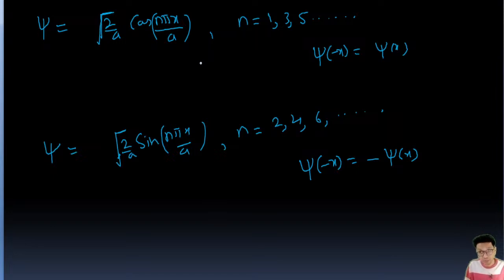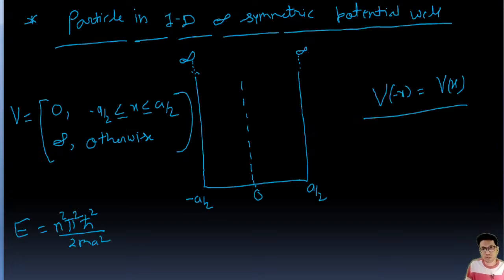And if the wave function is antisymmetric, that is psi of minus x is going to be minus psi of x, then the wave function is going to be root 2 upon a sin of n pi x upon a, where n equals 2, 4, and so on, that is even numbers. We can also say this is a symmetric wave function and this is an antisymmetric wave function. So this is about the wave function and the energy for the particle in a 1D infinite symmetric potential well or potential box.